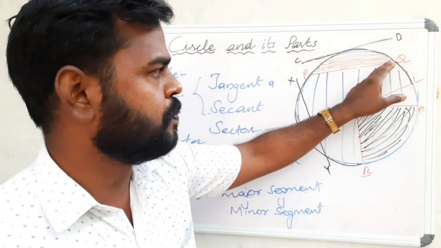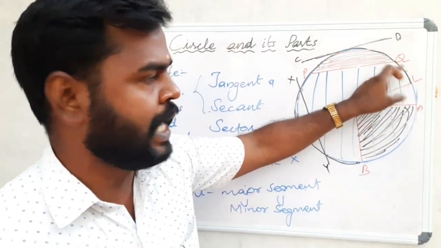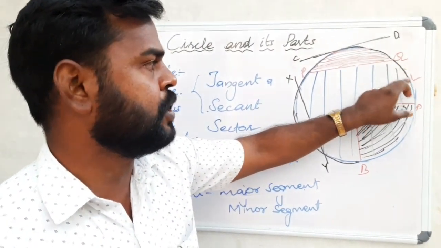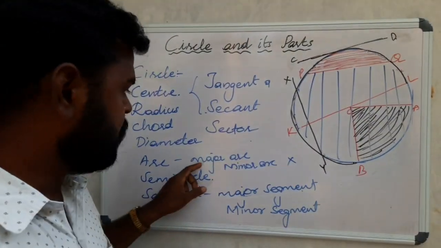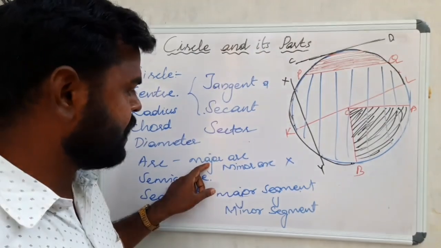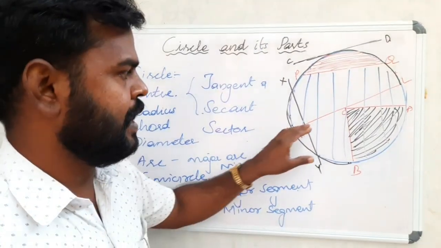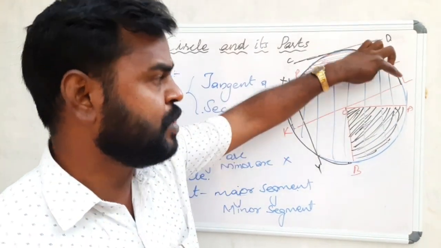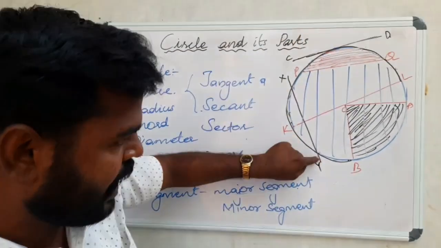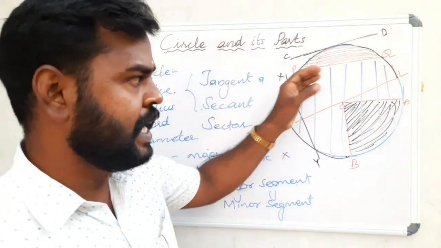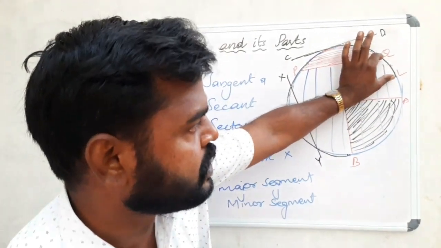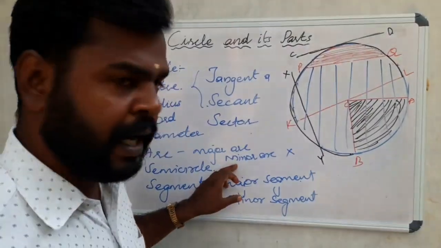Now arc, a part of a circle. QL is an arc. Not only QL, PQ is also an arc. Now there are two types of arcs, major arc and minor arc. An arc which is more than a semicircle is called a major arc. An arc which is less than a semicircle, see this QL, is called a minor arc.